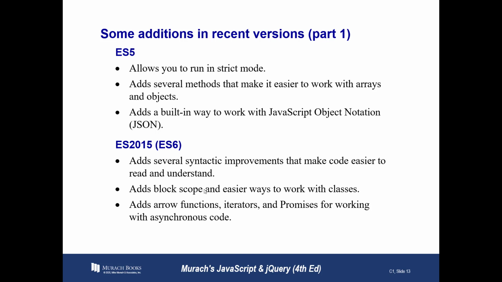All right. In ES6, again, syntactic improvements, block scope. We're going to talk about let and var and const in a little bit. We'll also get into arrow functions, iterators, promises, the whole idea of async await for running asynchronous code.